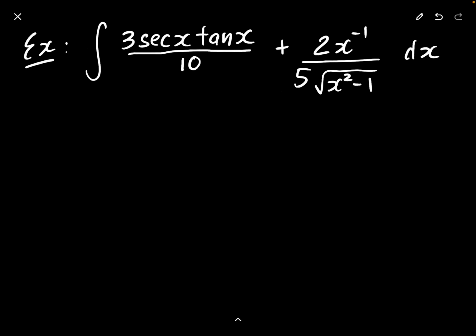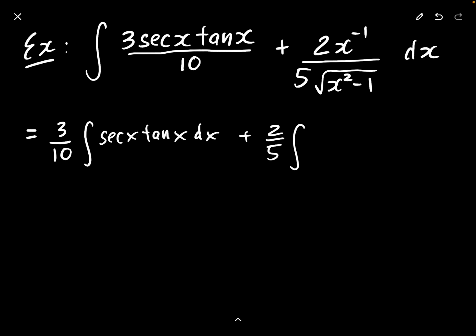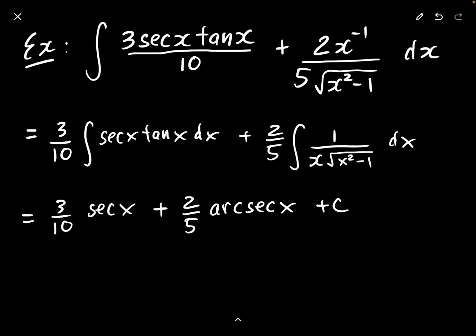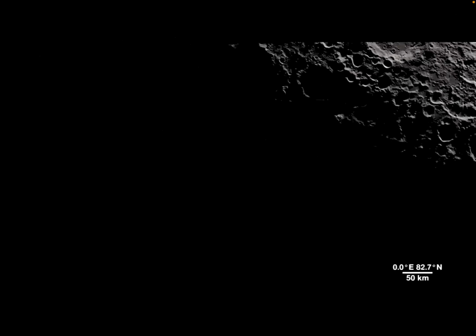Again, I'll separate it into the basic forms. Here I will pull out these fractional constants. So we have 3 over 10 times the antiderivative of secant x tan x plus 2/5 times the antiderivative of x to the minus 1. I'll rewrite it as 1 over x, square root x squared minus 1. And now we can use the basic rules. So we have 3 over 10 secant x plus 2/5 arcsecant x plus c.